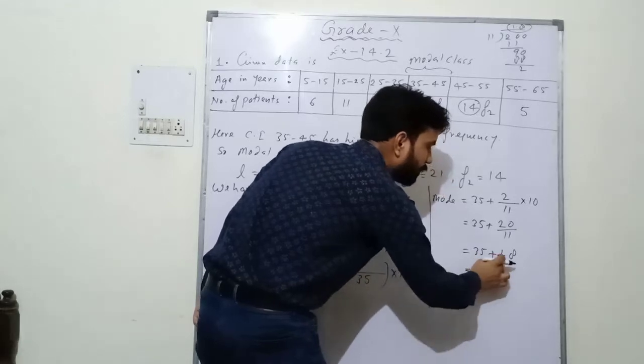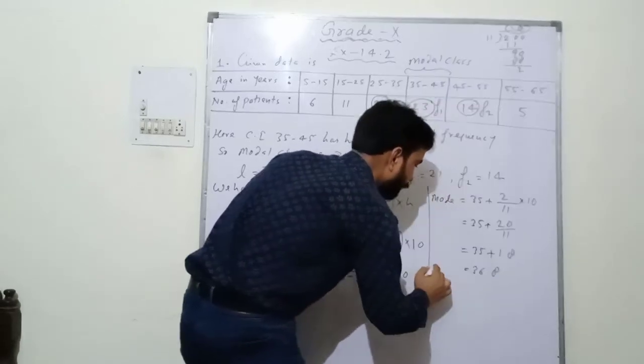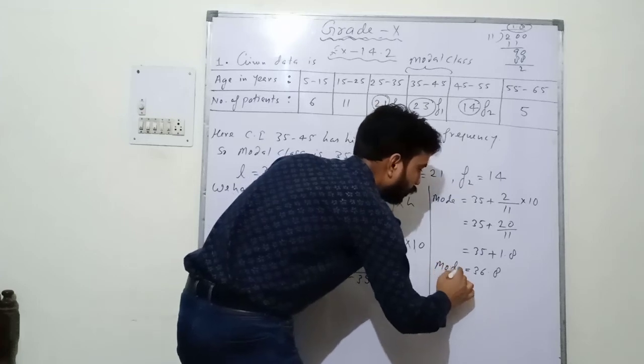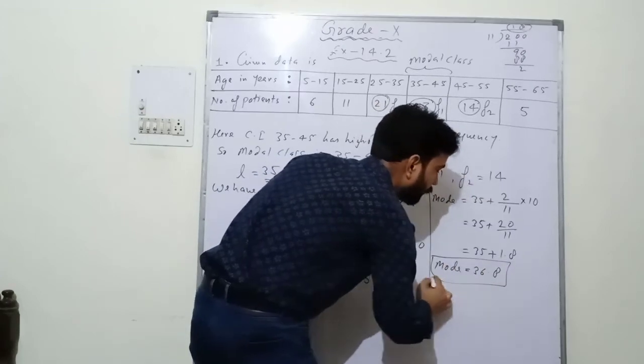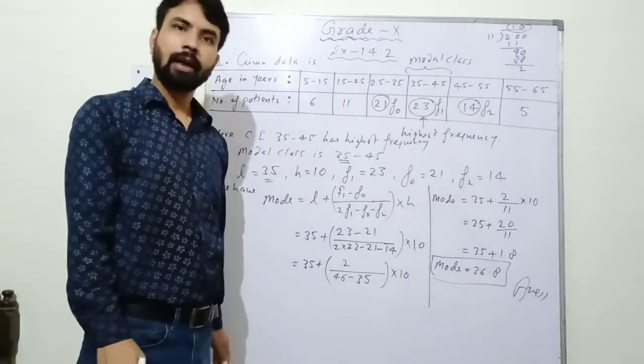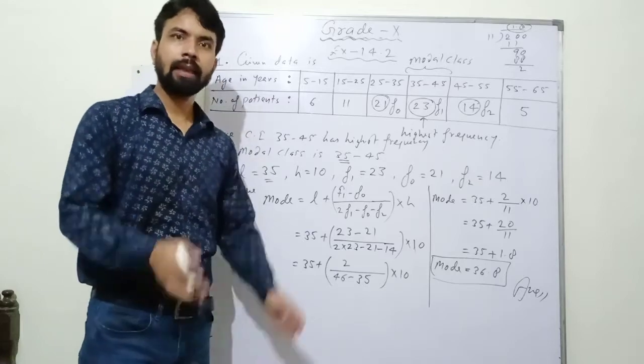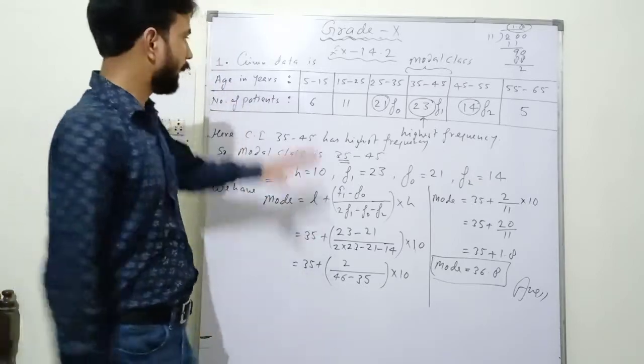Now 35 plus 1.8, we will add them. So 36.8. This is the mode of this given data. This is our final answer. Understood? Okay, let's try one more question. Till that time, pause the video and note it fast.